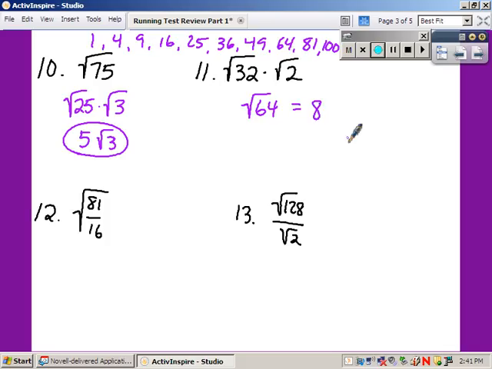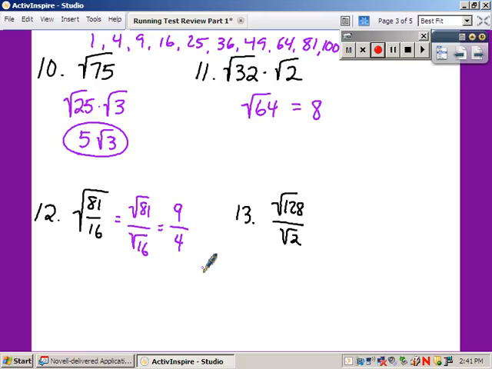In number 12, we see that now we're dealing with fractions instead. One of the properties for fractions is if you have one that is put together like this, usually the strategy is to separate it into 2, like this one. And when you do that, you can see the square root of 81 is 9, and the square root of 16 is 4.